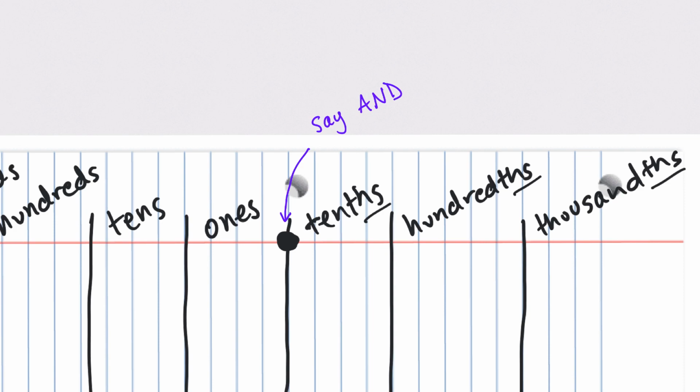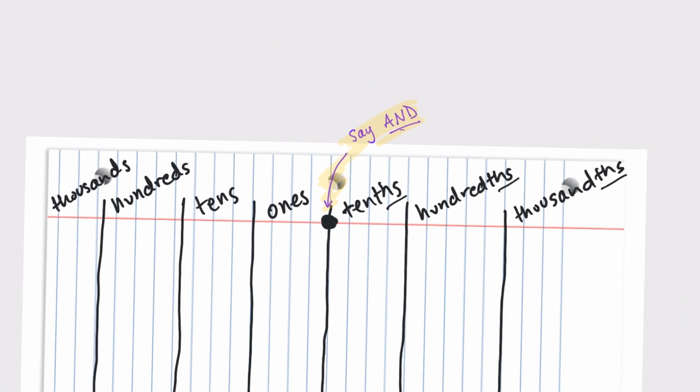We don't say point. We don't say dot. We say the word and when we're reading a number. So again, I want you to actually write what I just wrote on your place value chart on your paper as well. If you have a highlighter, go ahead and highlight that as well because that's super important. If you don't have a highlighter, not a big deal. You have it on your paper. That's what we need.